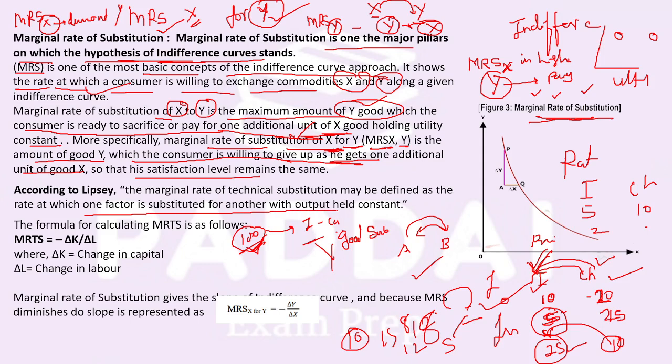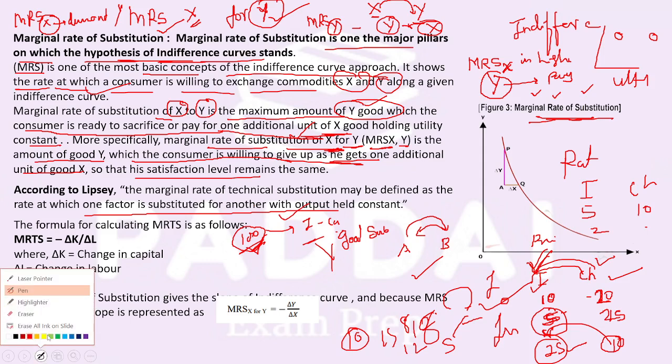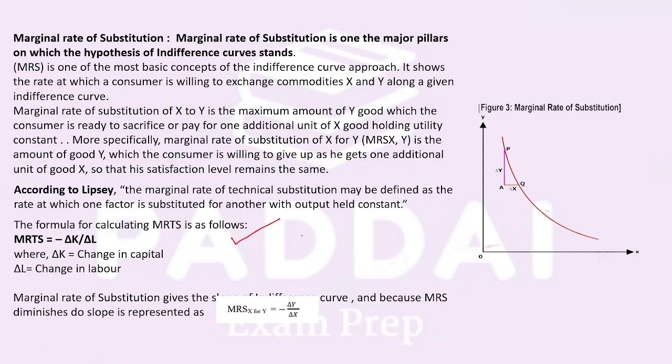factor is substituted for another with the output held constant. But in सभी में हमारा output क्या होना चाहिए? Constant. So now how is the formula calculated? What is the formula for calculating marginal rate of substitution? It is minus del K, change in K, capital, divided by change in L, the labor. So this is specifically related to labor. ठीक है? Now marginal rate of substitution in the indifference curve.